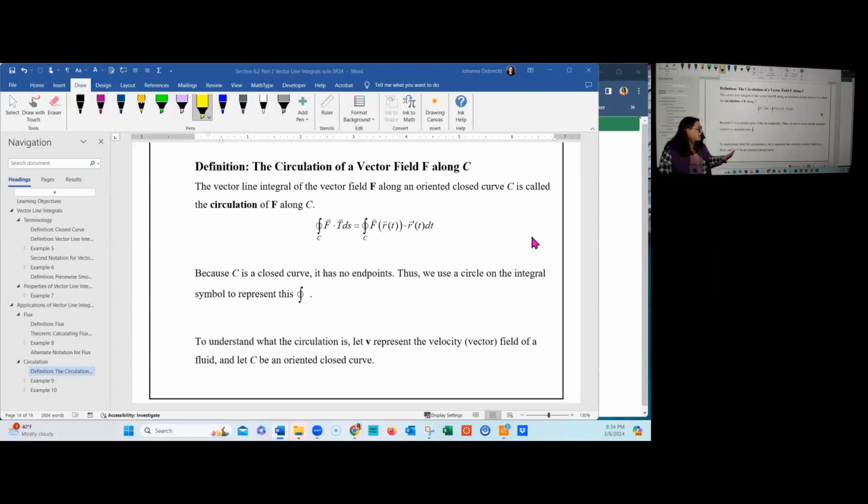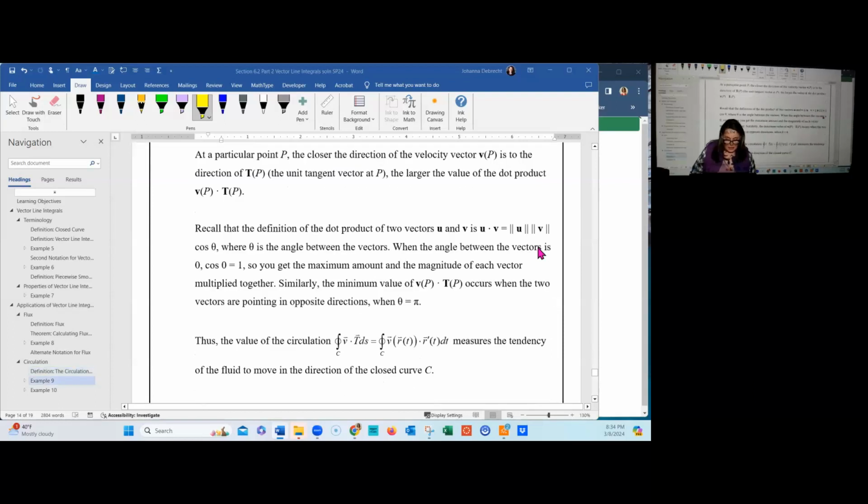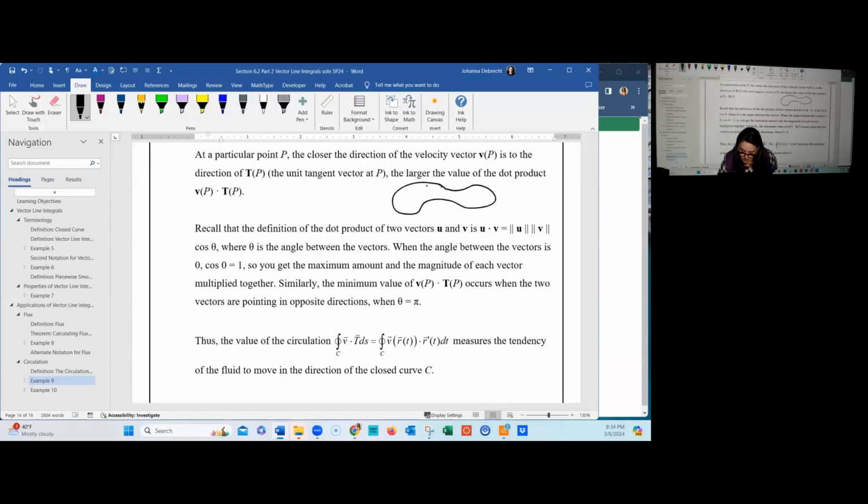Let's go ahead and think of this as a velocity vector field for some fluid, where the vector at each point represents the velocity of the flow at that point. And we're going to allow C to be an oriented closed curve. At a particular point on the closed curve, which is going to be represented by some kind of loop, and we're looking at point P, the closer the direction of the velocity vector from the vector field is to the direction of the unit tangent vector at P, the larger the value of the dot product between the two.